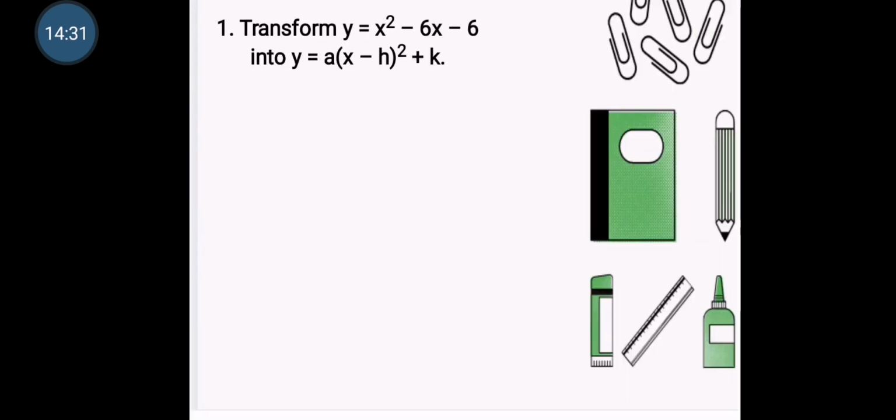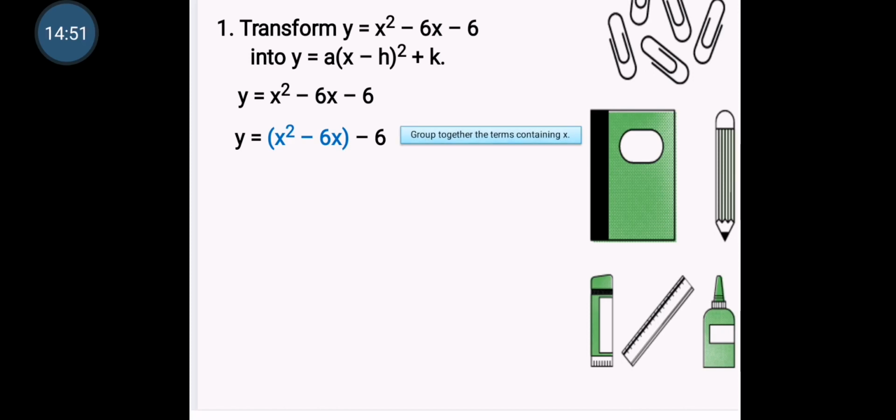So, ito po yung una example natin. So, huwag kalilimutan, ang vertex form is y is equal to a times (x minus h) squared plus k. So, ayun yung format. So, i-write lang po natin ang equation. And then, first step, i-group natin yung terms containing x. Since the equation is x squared minus 6x minus 6, so, igugrupo natin ang x squared minus 6x. Ihiwalay natin siya. And then, next step.